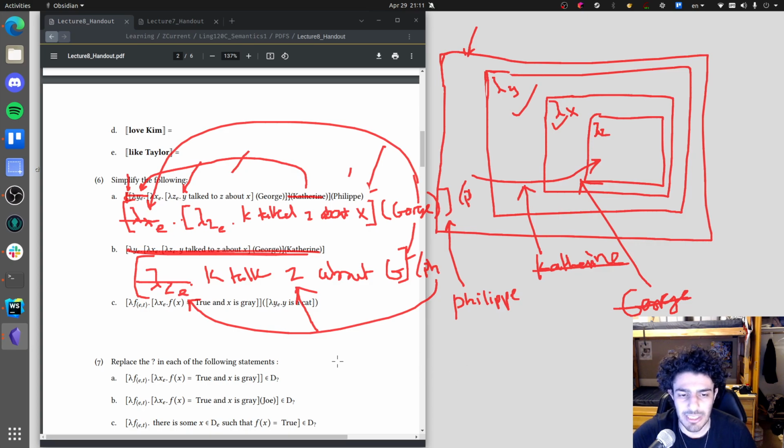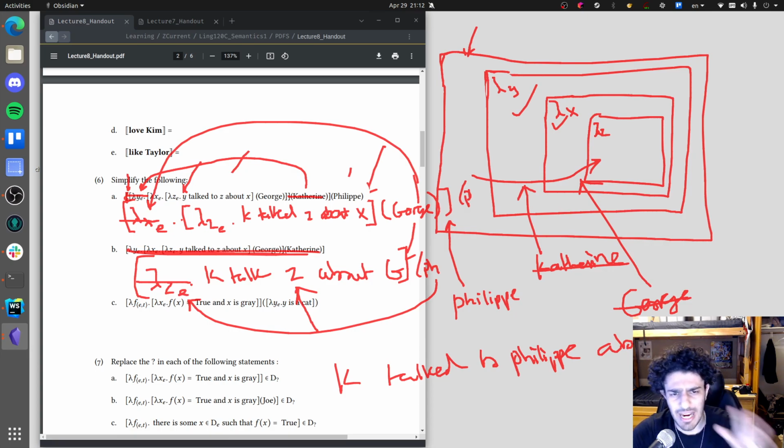So our final sentence that we get, our final statement is, Catherine talked to Felipe about George. And that is kind of the basic overview of lambda calculus.